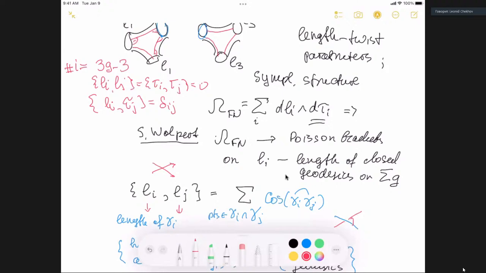Maybe it's worth mentioning that these brackets can be obtained, so it's there. Actually, it's a theorem that they are equivalent to the brackets that we consider later in this talk, that they are equivalent to the brackets between shear coordinates. So indeed, these two approaches are equivalent.